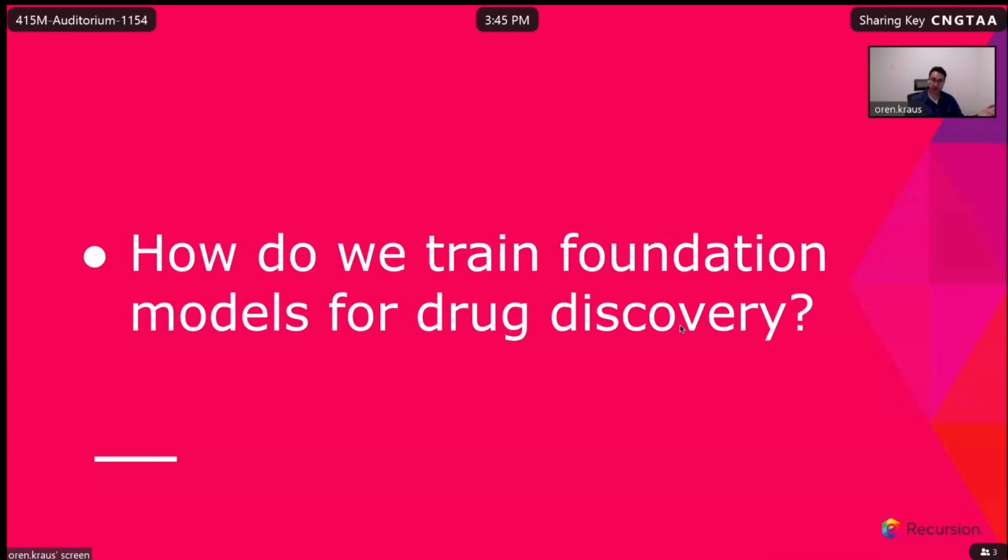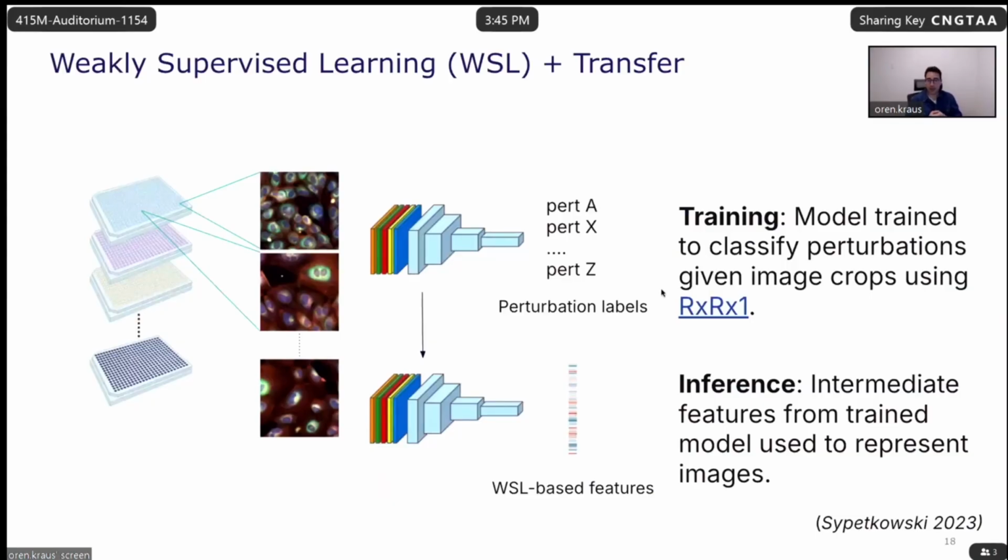With that background, I'll explain how we train these embedding models to extract information from the images. Our initial approaches, which were the first foray into deep learning after we moved away from CellProfiler, used what we call weakly supervised learning. In this approach, we take image crops from the microscopy wells, and then we try to predict what perturbation was applied to those wells.